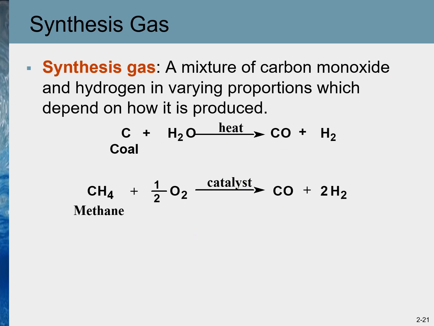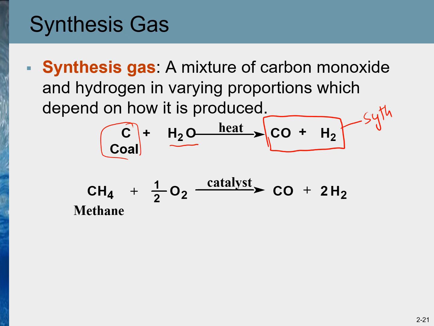Synthesis gas is obtained when a steam is passed over a red hot coal, and it results in a mixture of carbon monoxide and hydrogen. Synthesis gas by itself can be used as a fuel because it burns. However, presence of carbon monoxide, which is toxic in nature, makes this fuel not desirable.